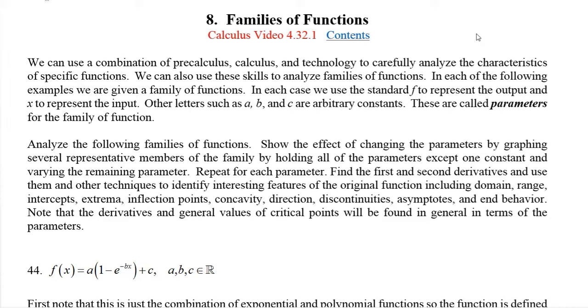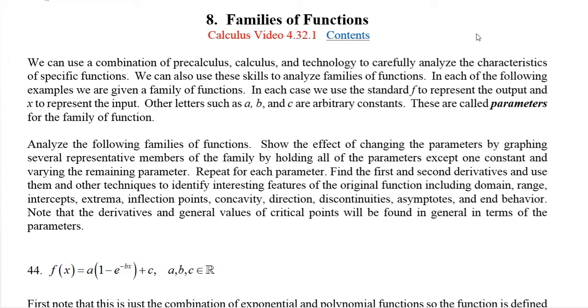This is Jack Jackson. In this video we're going to talk about how we can use precalculus, calculus, and technology together to analyze the graphs and characteristics of some functions, and in particular we're going to look at families of functions. In some of our previous videos we looked at a specific function and analyzed it, but in this case we're going to look at a whole family of functions at once.